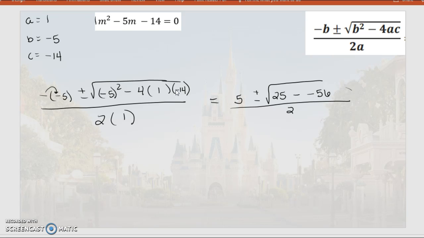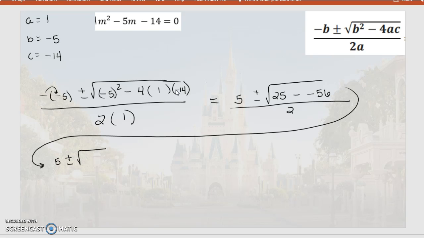All right, we're going to go right down to the second level here because I'm running out of room. So we have 5 plus or minus the square root of 25 minus -56 turns into one big old plus sign, which is the square root of 81 all over 2. Oh, this is looking nice. All right, to the next step. 5 plus or minus, guess what? We know what the square root of 81 is. It's 9 all over 2.